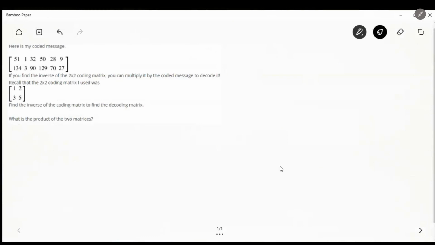Okay, so let's take a look at this problem. You're given a coded matrix or message, and that's encrypted, so we'll call that E. And you're also given the coding matrix, which we'll call C. And we know that the encrypted matrix is the result of coding some sort of message. So we know that at some point our code was multiplied by message or our message by a code, and that gave us E. And we know that E is 2 by 6 and C is 2 by 2.